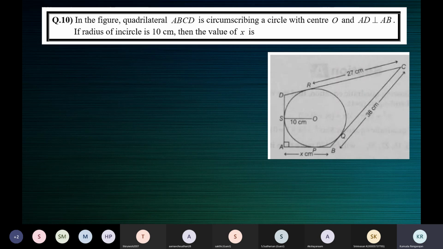Yeah, this is also very often asked, same question, same values. What's the value of X? First, tell me what should we join? You don't have to read the question because you will come across this figure so many times. What should we join? OP, ma'am. OP. Yes, Tirunesh. Then next, OQ.